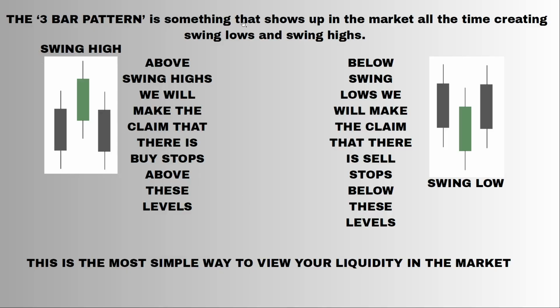The 3-bar pattern is something that shows up in the market all the time, creating swing lows and swing highs. Above swing highs, we will make the claim that there are buy stops above these levels. So there's people putting buy orders above the swing highs. Below swing lows, we will make the claim that there are sell stops below these levels. So below a swing low, we're going to make the claim that there's sell orders below that lowest price.